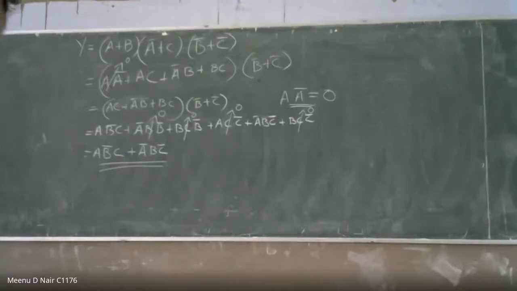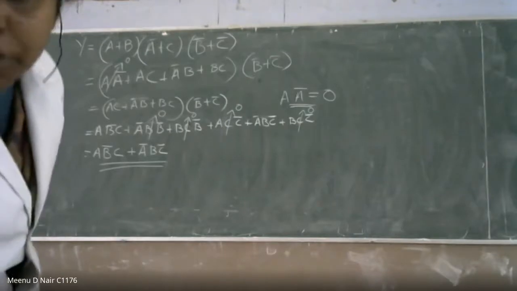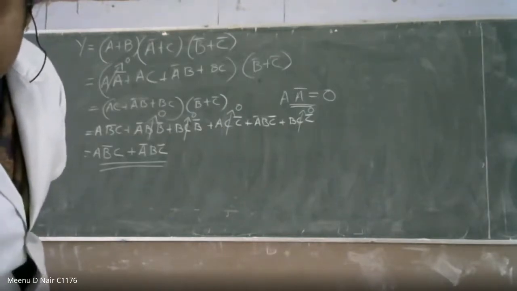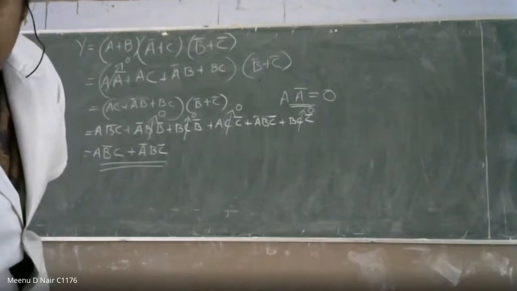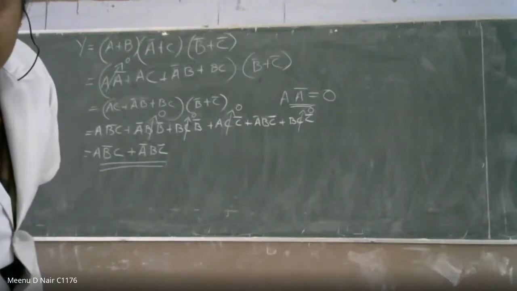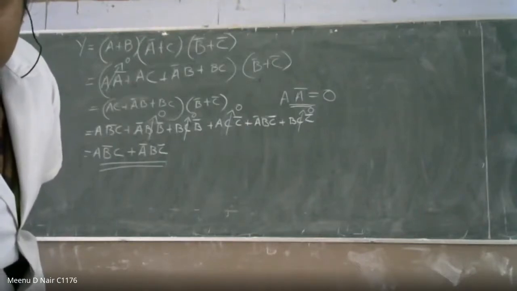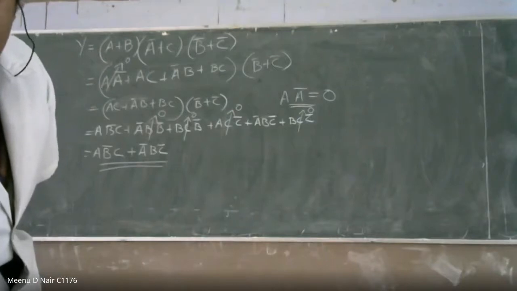So why no response from C section? Am I audible, guys? C section, am I audible? Only 37 have joined. What is the problem? Is there an issue? Only 37 students have joined. So you are not responding. So give the answer also. Okay.